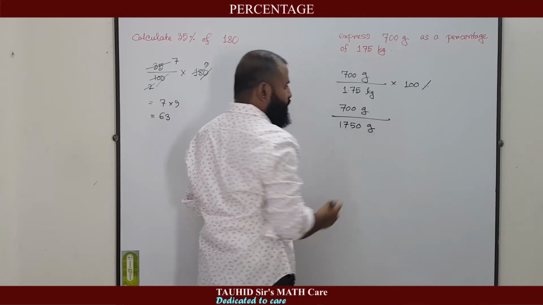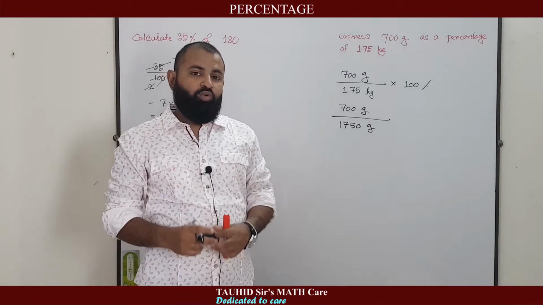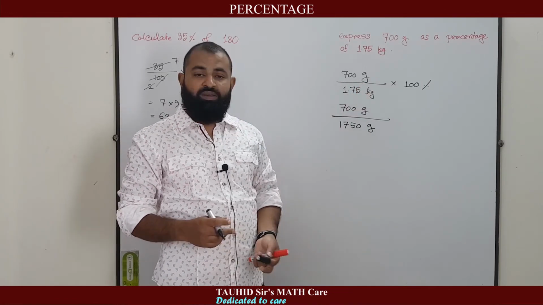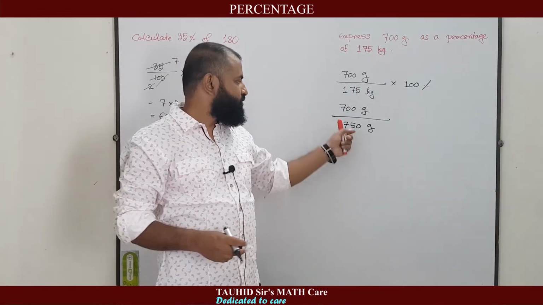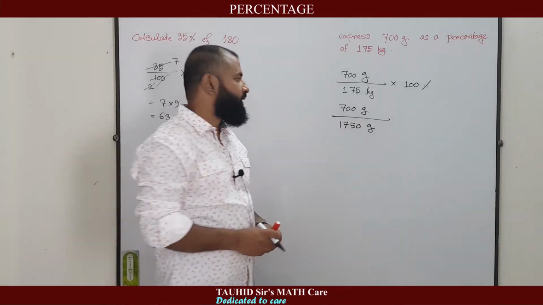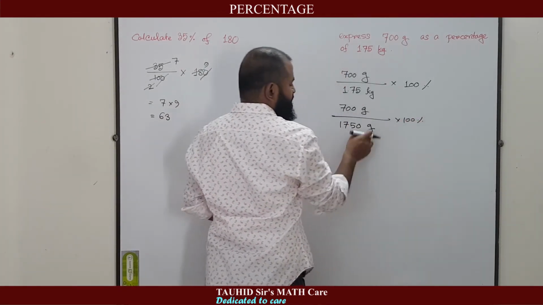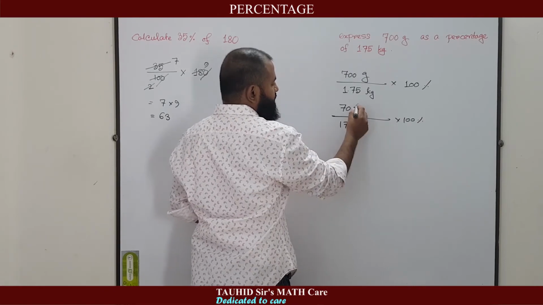1750 gram. You know that 1 kg is equal to 1000 gram. That means 1.75 kg is 1.75 multiplied by 1000 grams. That means 1750 grams, multiplied by 100%. Both units are the same.